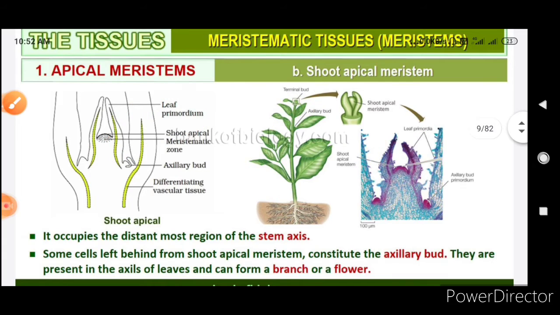Shoot apical meristem occupies the distal-most region of the stem axis. When we talk about the stem tip or the stem axis, it will occupy the distal-most region. Some cells left behind from the shoot apical meristem will constitute the axillary bud, and they are present in the axil of the leaves and can form a branch or a flower.